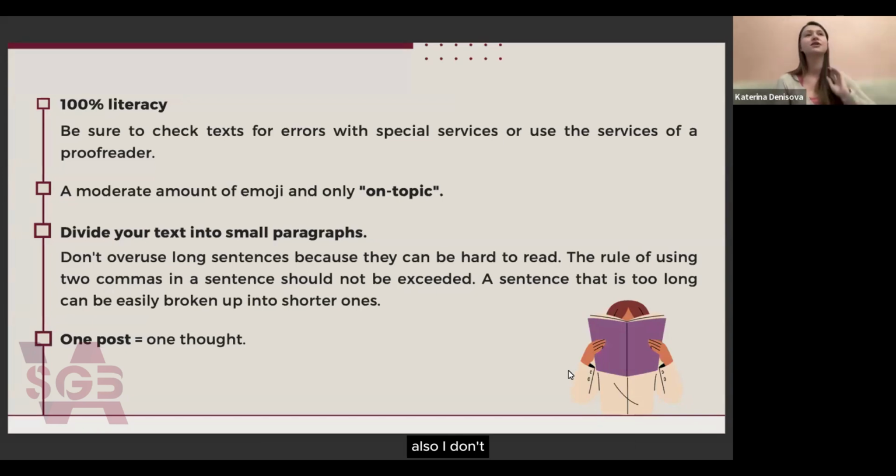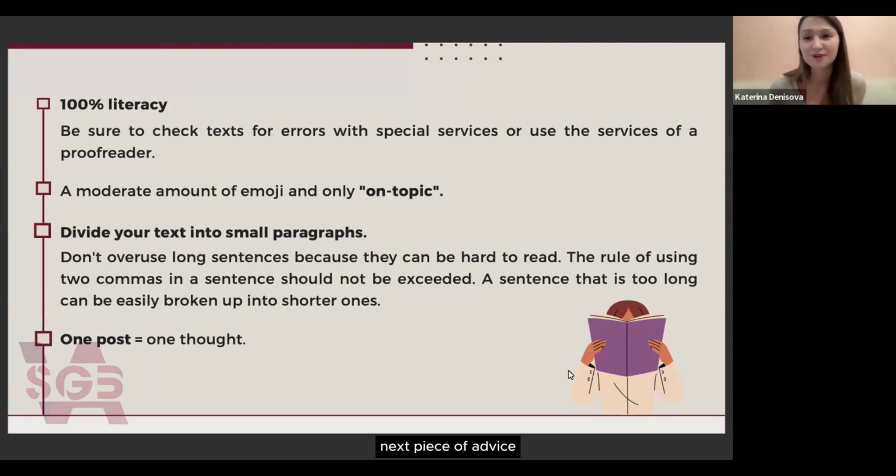Also, I don't advise you to use a lot of images, because when we use too many images for a post, our text seems too entertaining, not so deep, not so interesting. So please, a couple of images for one post is absolutely enough, not more than 10. Just try to use images only on topic, appropriate images if you need them.